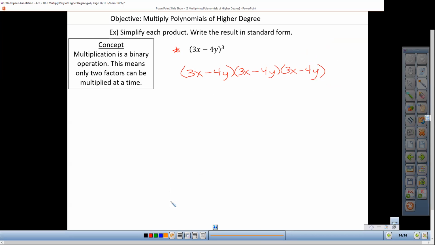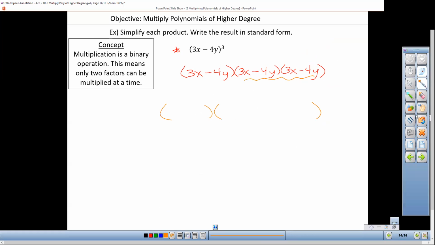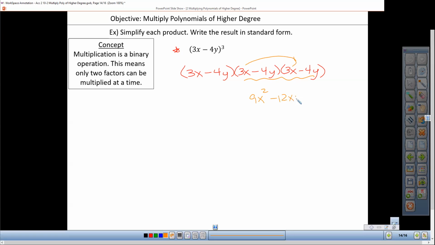Now, the rules of multiplication say that I have to multiply 2 of them together at a time. So I can only start with 2 of them. Doesn't really matter which 2 to start with. I just kind of start with these 2 because then that will give me a binomial times a trinomial, which is the structure I prefer, but it's not a big deal either way. So when I multiply these 2 together, I get 9x squared, and then I get minus 12xy. This will give me another minus 12xy, and then the negative 4y times the negative 4y.